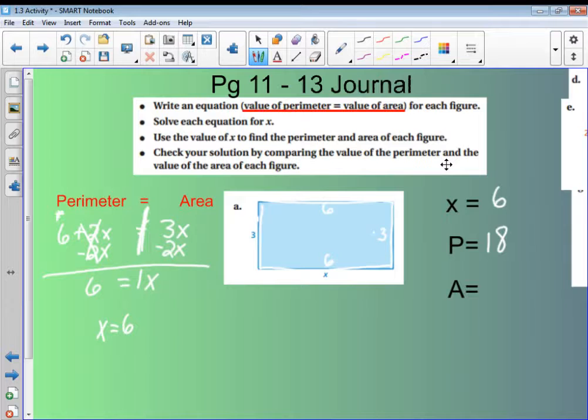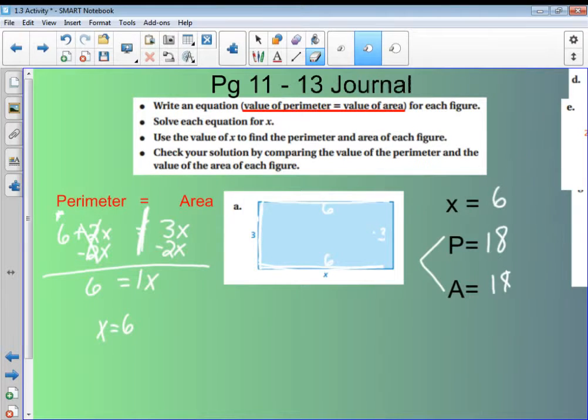Now to do area, it's length times width, so 3 times 6 gives me 18. Now I'm going to check myself. Were my perimeter and area equal to each other? Yes, they were. So here I found out that x equals 6 and the perimeter and the area of this rectangle are both 18. So let's try another one.